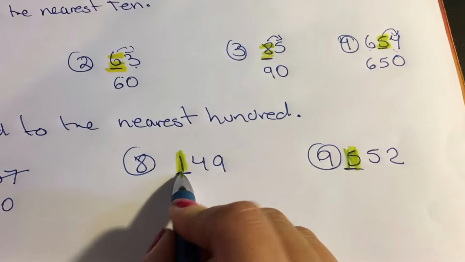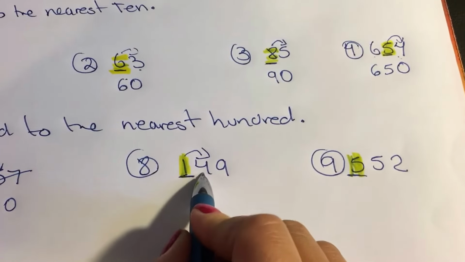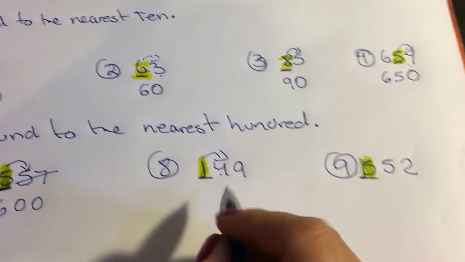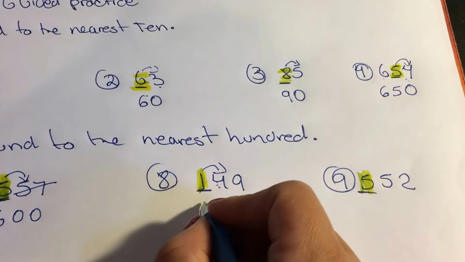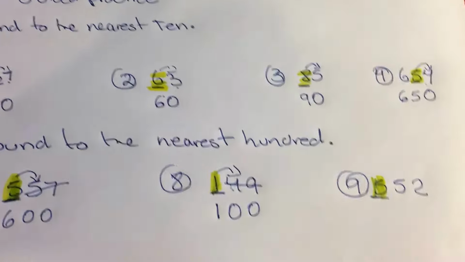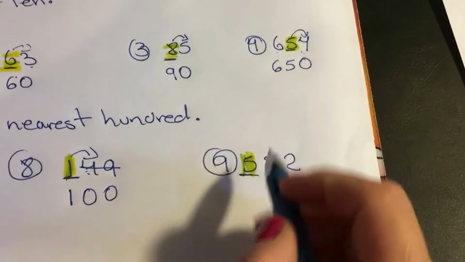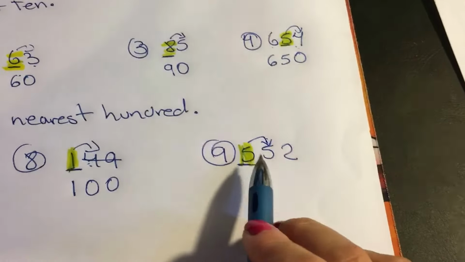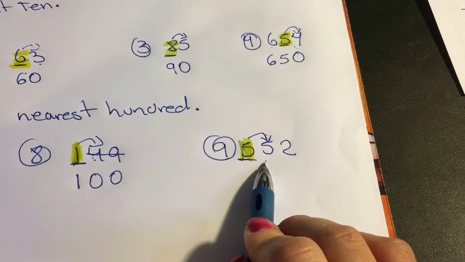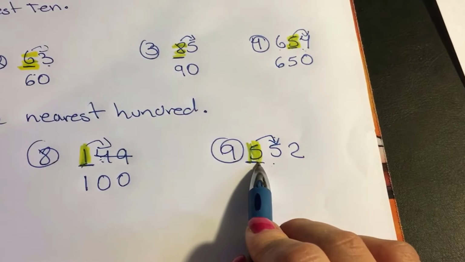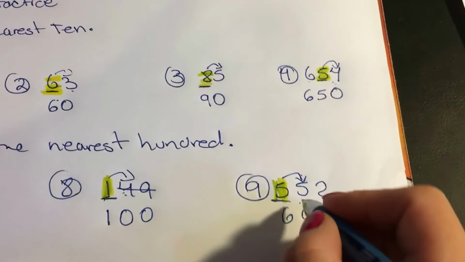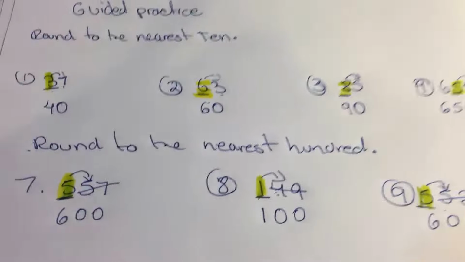Again, 5, look to the right, 5 or more, add one more, 4 or less, stays the same. This is 4. So this is going to stay the same. This is going to stay the same. We drop the rest. Look to the number to the right, 5 or more, add one more, 4 or less, stays the same. So this is 5. So this changes. Okay, and everything else drops.